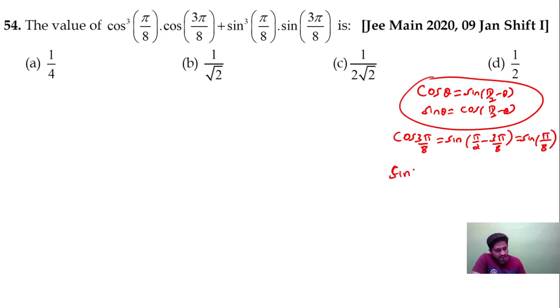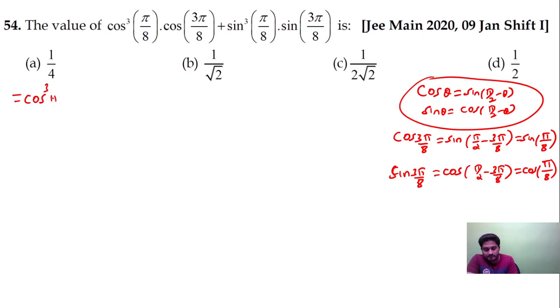Similarly, sine of 3 pi by 8, sine theta is equal to cos of 90 minus theta. Again, this will be equal to cos of, take LCM 8, you get this as pi by 8. Okay, so this question can be written as cos cube of pi upon 8, cos of 3 pi by 8 is sine of pi by 8, plus this is sine cube of pi by 8. I'll keep as it is. And sine of 3 pi by 8 will be equal to cos pi by 8.